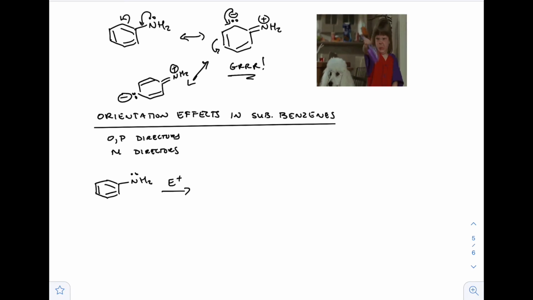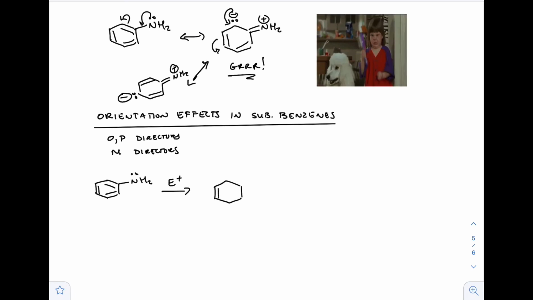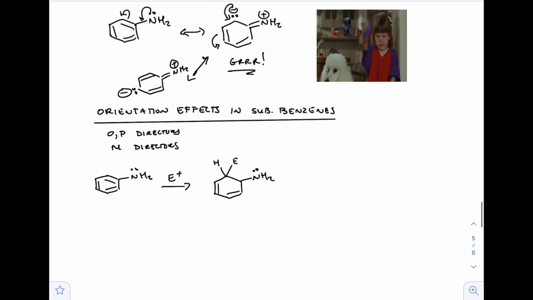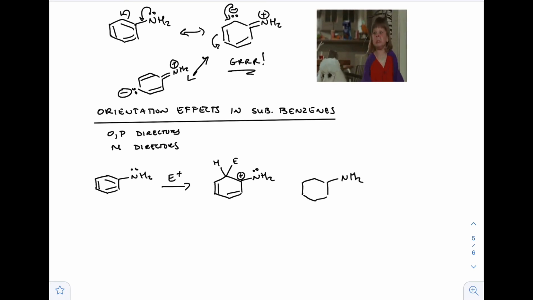So that's kind of how I like to think about ortho para directors. They donate electron density into the ring, and they put a negative charge on the ortho and the para position, right? So that's obviously the most nucleophilic site, so it's going to go there. But really what we need to look at, that's kind of to help you remember it, but to discuss it in detail again, we have to look at the intermediates of the different substituted products.